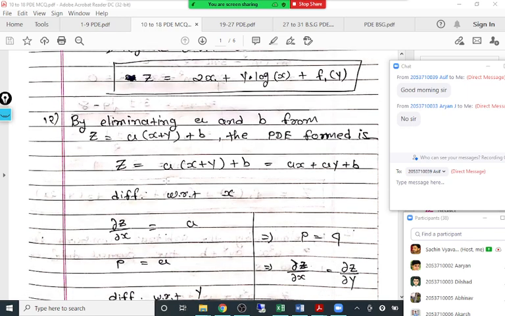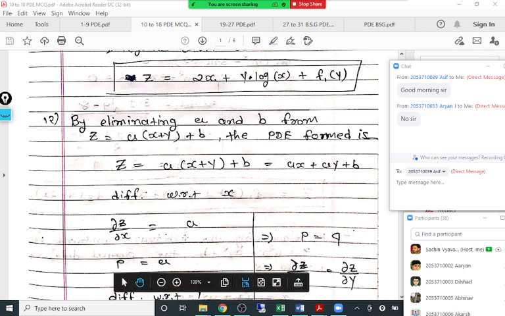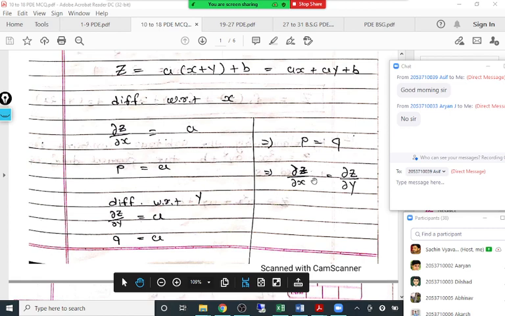Question number 12. By eliminating a and b, we have to form the PDE now. So yes, this is a general form ax plus by. So when we take dou z by dou x, we get a, and when we take dou z by dou y, that is also a. So we get p is equal to q. So p is equal to q is the answer.